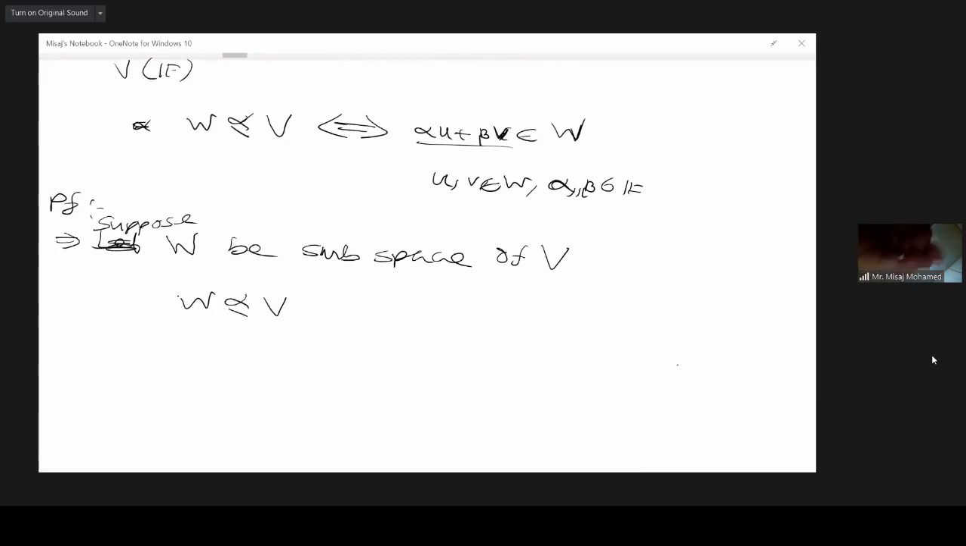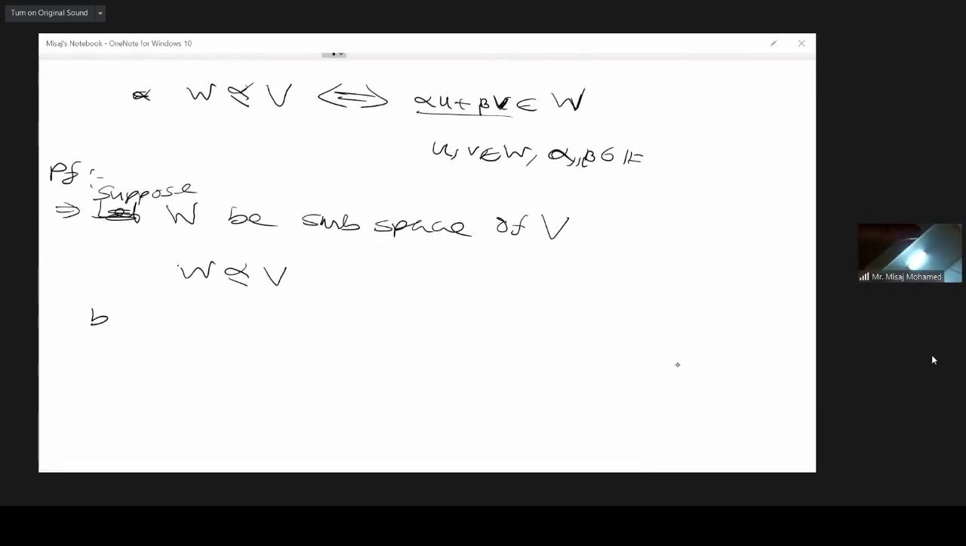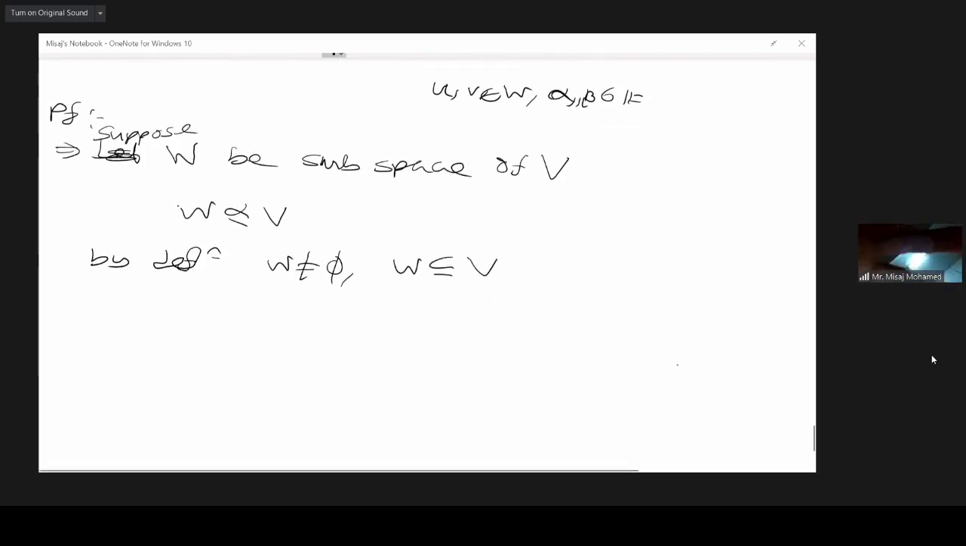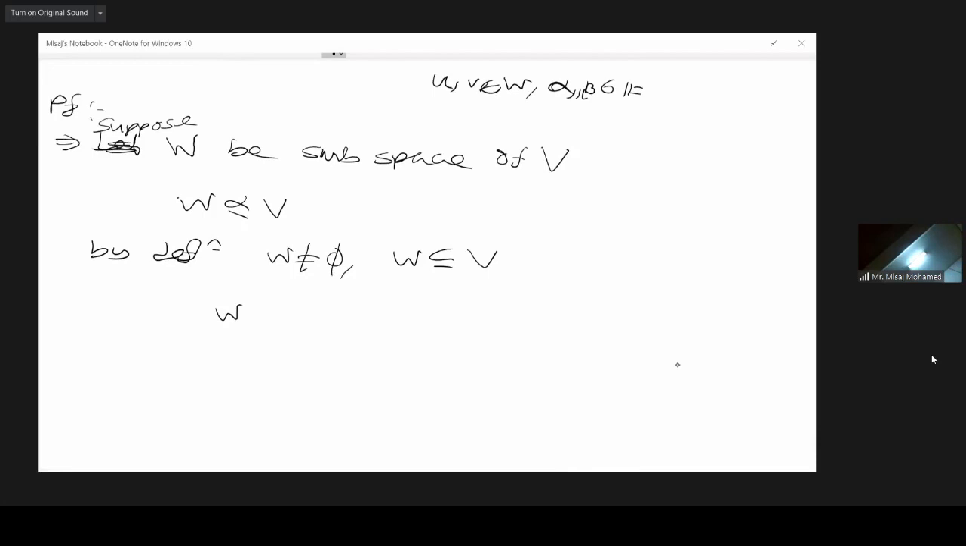So since W is a subspace, by definition, W is non-empty. W is a subset of V. Right? W is a vector space over F. Is it clear, sir? By definition. Definition of subspace.